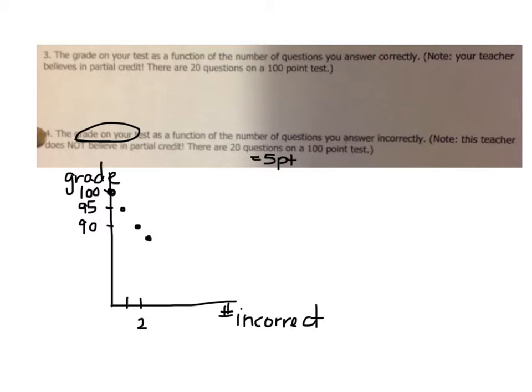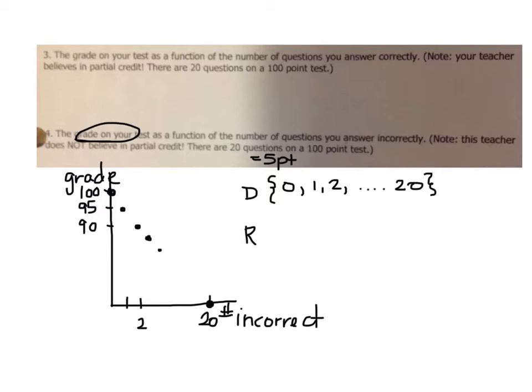How many do I have to get incorrect to get a 0? All the way down here, if I get 20 incorrect, I get a 0 on the test. So let's talk about domain and range. These are points, so I'm going to have to list them. So my domain starts at 0 incorrect, 1 incorrect, 2 incorrect, all the way up to 20 incorrect.